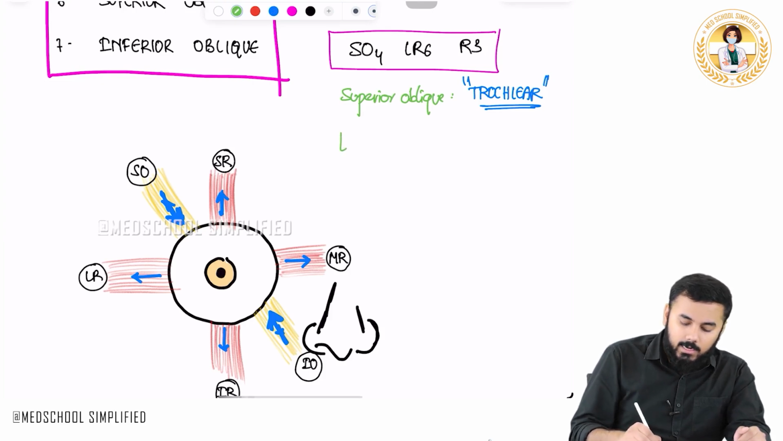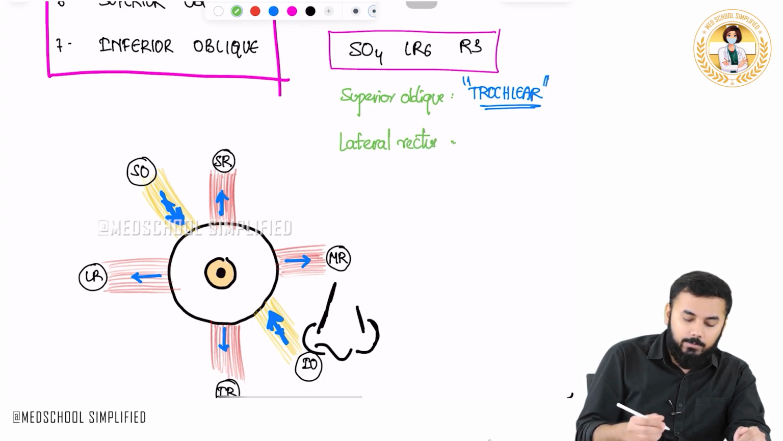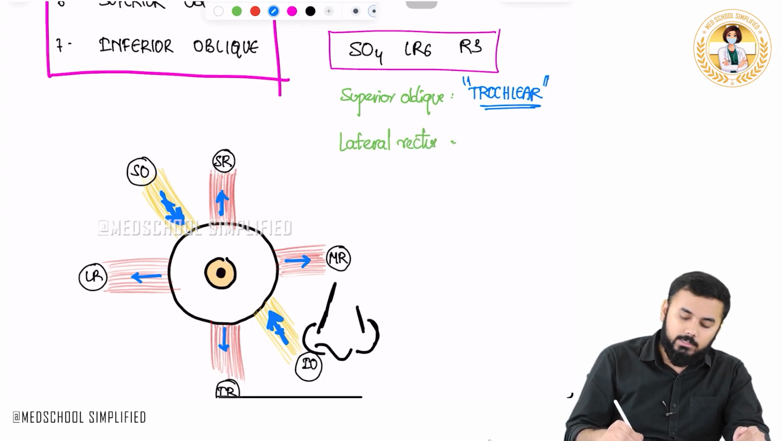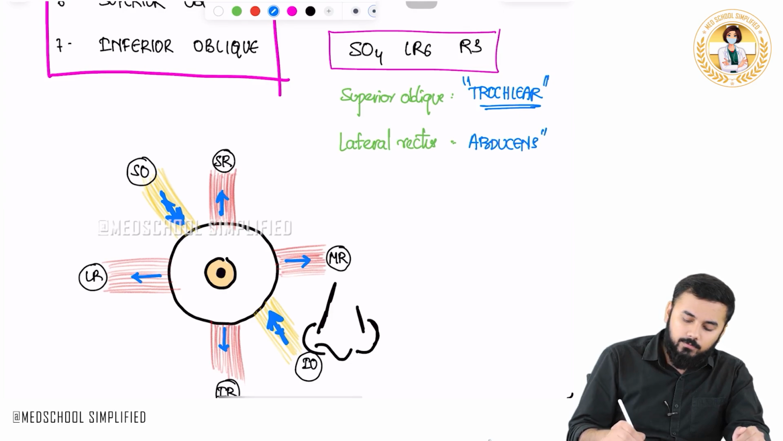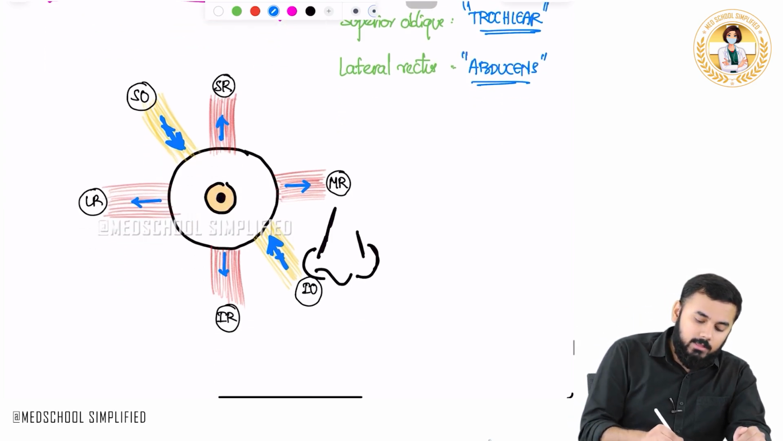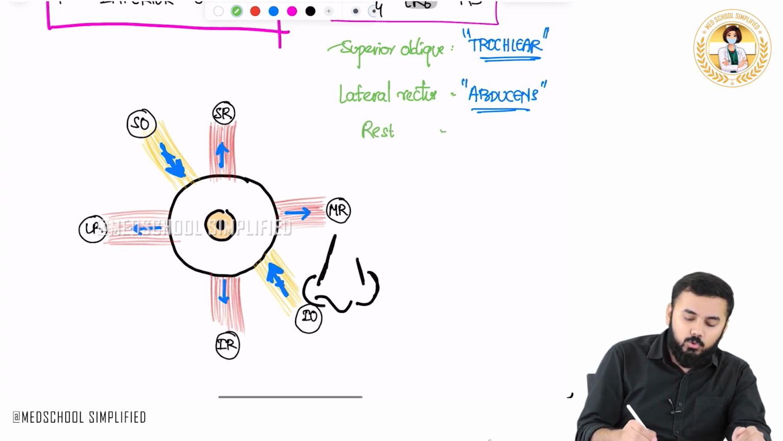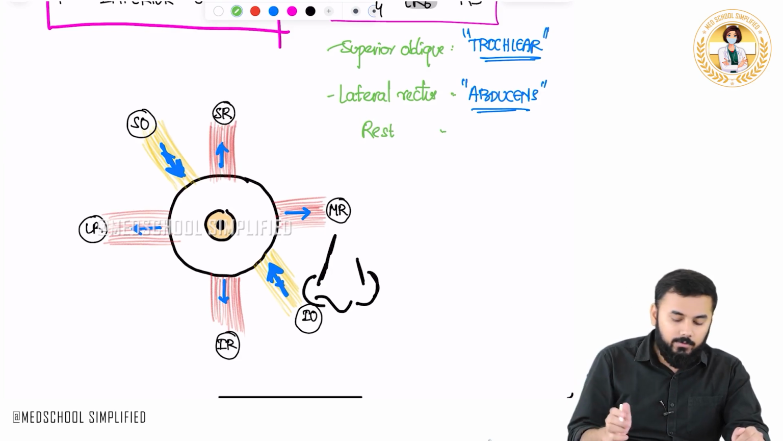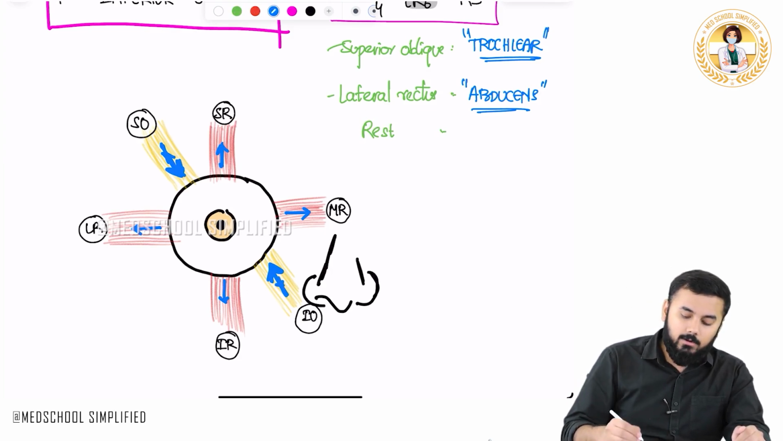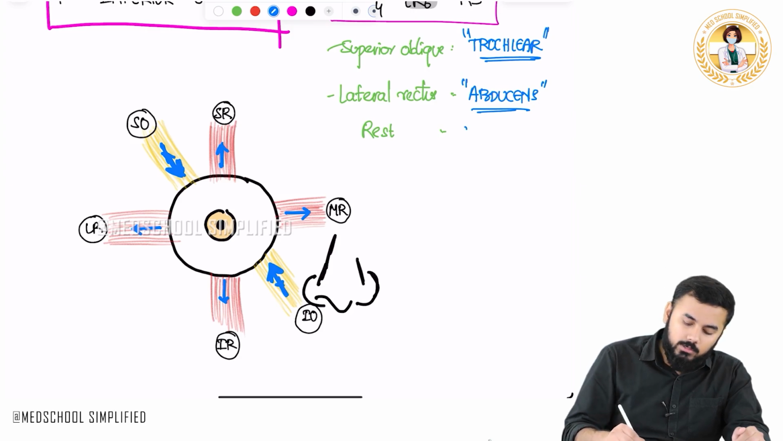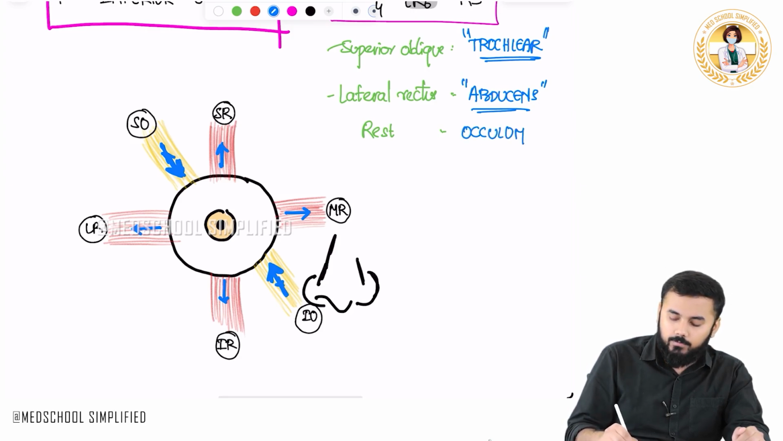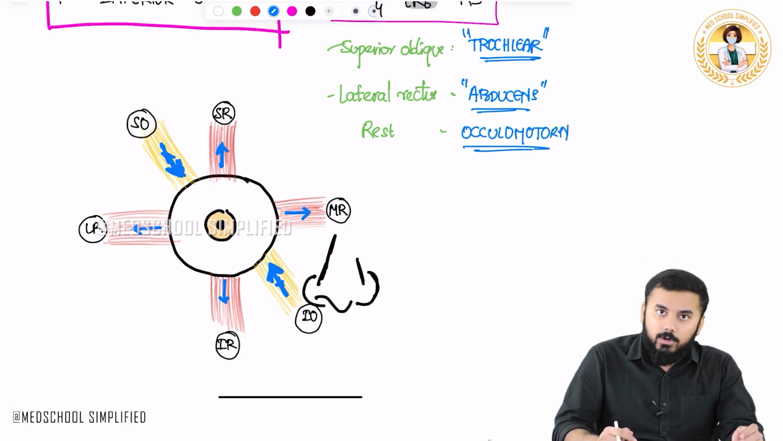Next, LR6 means lateral rectus. Lateral rectus is supplied by another pair of cranial nerve, that is 6. What is 6? 6 is your abducens nerve. In the same way you have R3. R3 means the rest, the remaining muscles, leaving superior oblique and lateral rectus, are supplied by the third pair of cranial nerve. What is this third pair of cranial nerve? This is called the oculomotor nerve. So these are the three important things which you need to know.